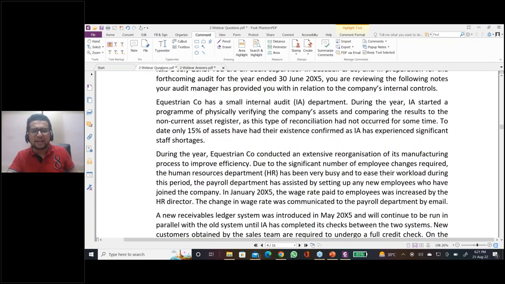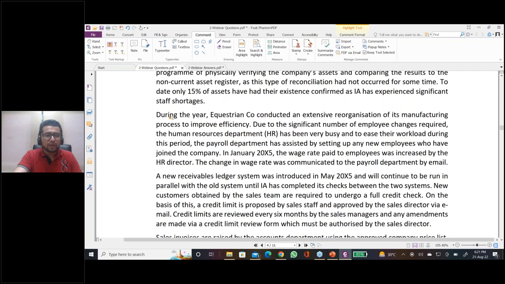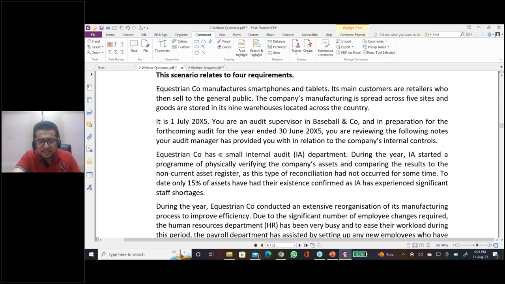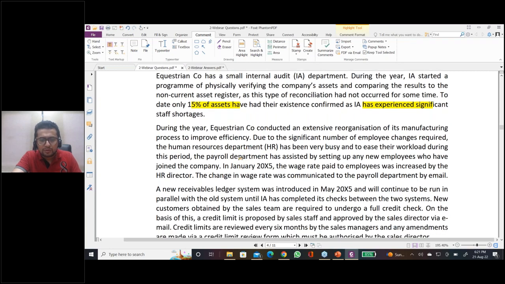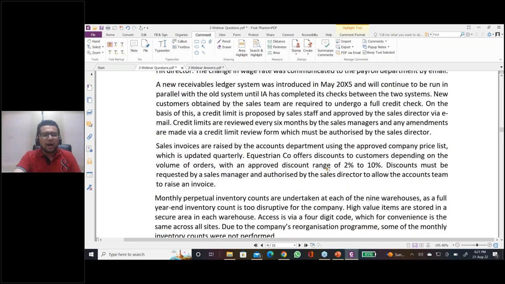Okay, we have identified three deficiencies so far. Let's continue. During the year, the company conducted an extensive... well, let's highlight the deficiencies as well. 15% of the assets have been... Internal audit department experienced staff shortages. Payroll department has assisted by setting up new employees. So three deficiencies so far.